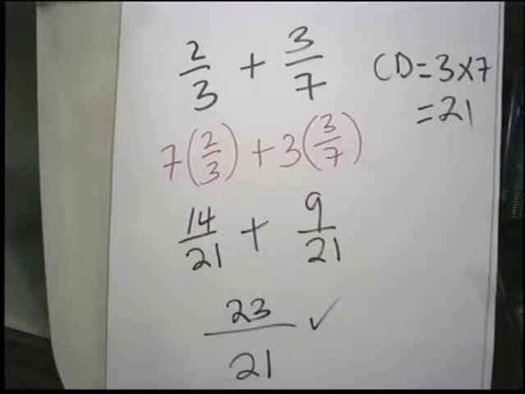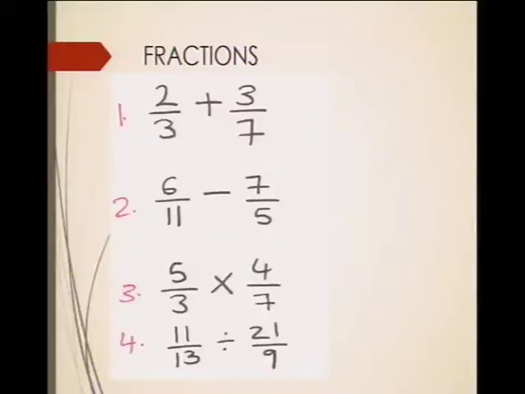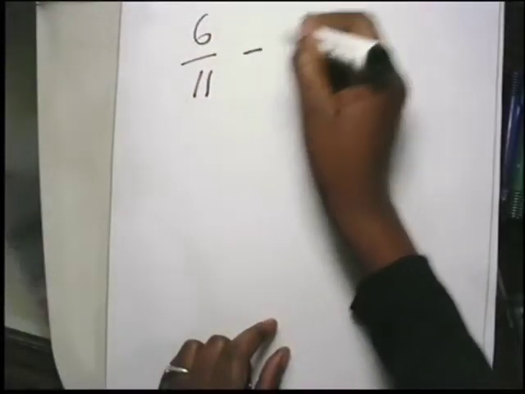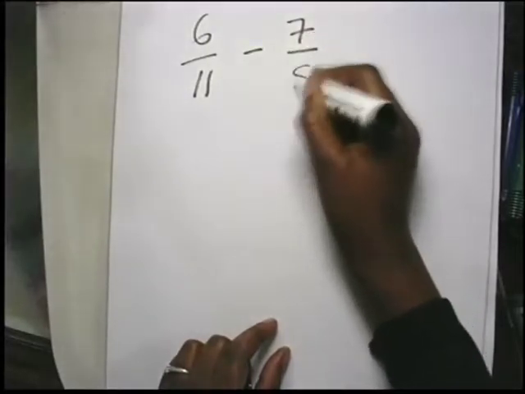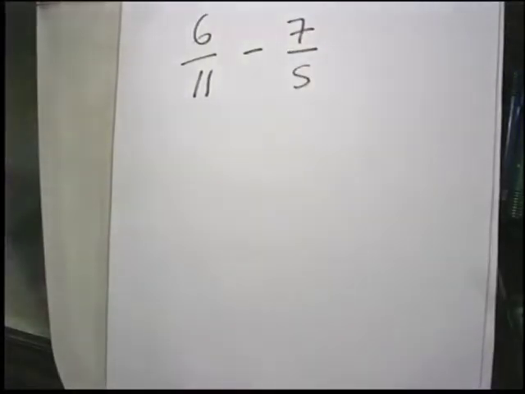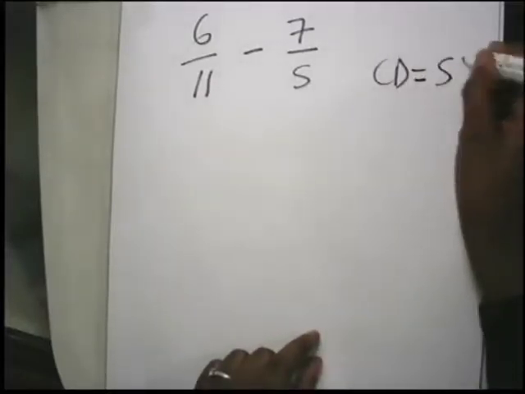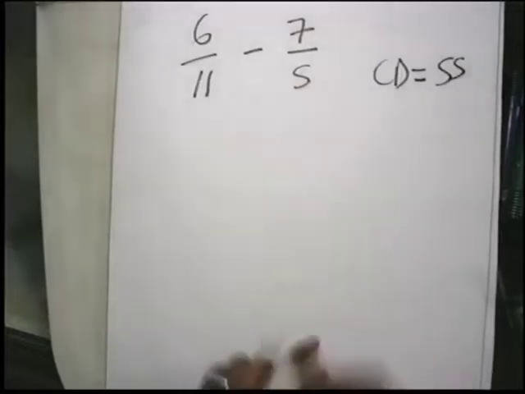Then we move on to subtraction of fractions. When you are subtracting fractions, the rule is still the same. The denominators have to be the same. We quickly do it as we did in the first one. We multiply the first fraction by the denominator of the second one, and then the second fraction will be multiplied by the denominator of the first one. If we see here, our common denominator will be 55, which is 11 multiplied by 5.